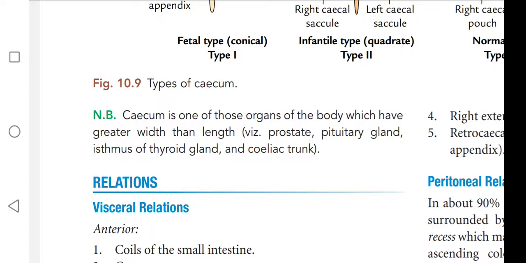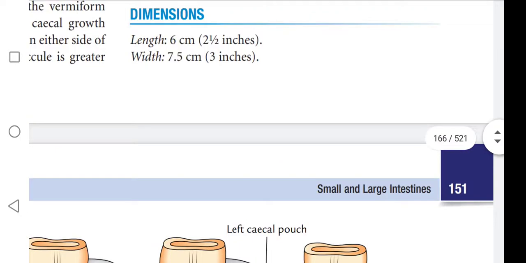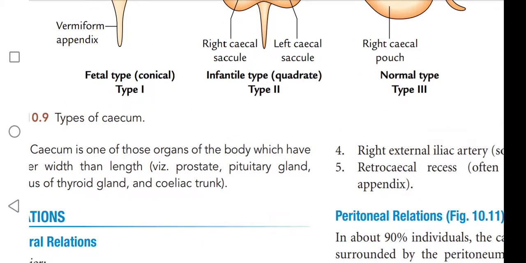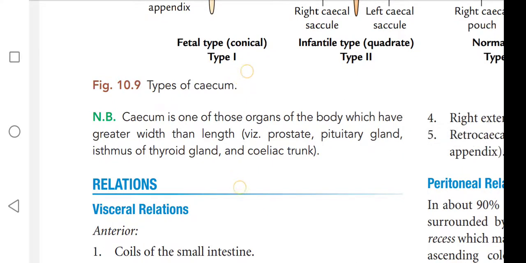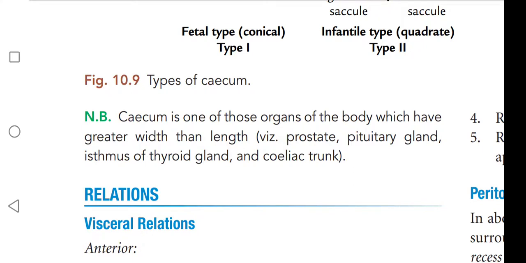Cecum is one of those organs of the body which have greater width than length, like the prostate, pituitary gland, isthmus of thyroid gland, and celiac trunk. Cecum is one of these organs because of its dimensions. Remember guys, dimensions: length 6, width 7.5. Cecum is one of those organs of the body which have greater width compared to length, and some other organs like this are the prostate, pituitary gland, isthmus of the thyroid gland, and celiac trunk.